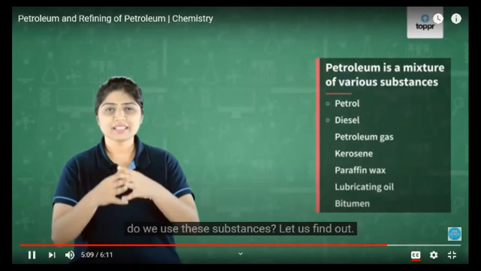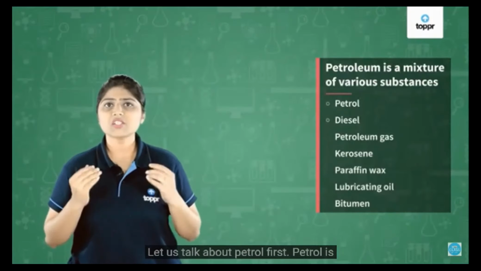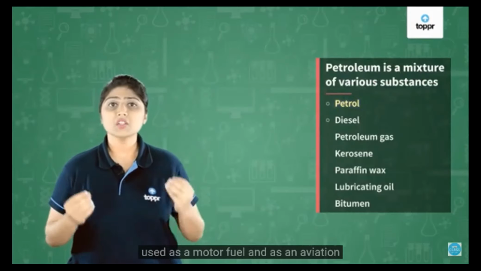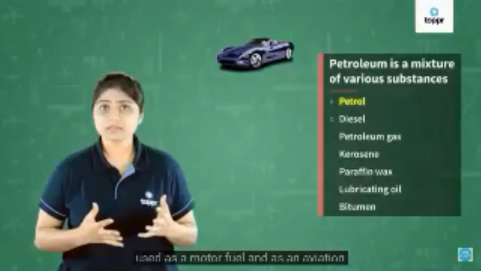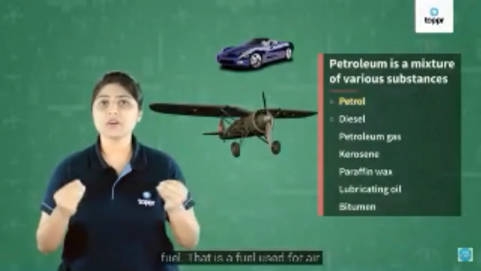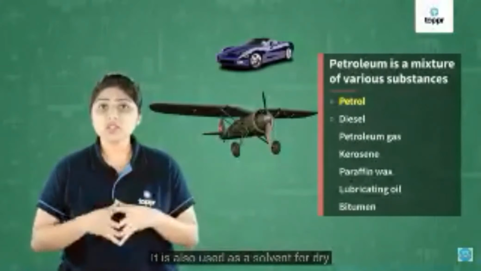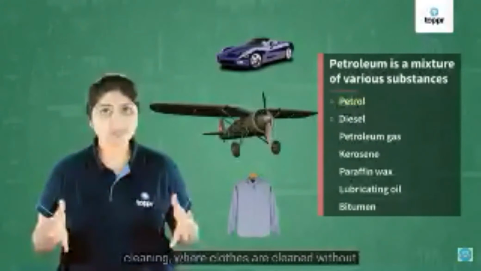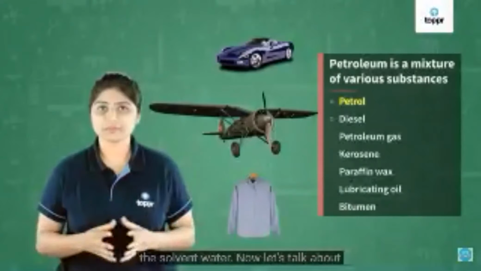Let's find out about these substances. Let's talk about petrol first. Petrol is used as a motor fuel and as an aviation fuel, that is a fuel used for aircrafts. It is also used as a solvent for dry cleaning, where clothes are cleaned without the solvent water.